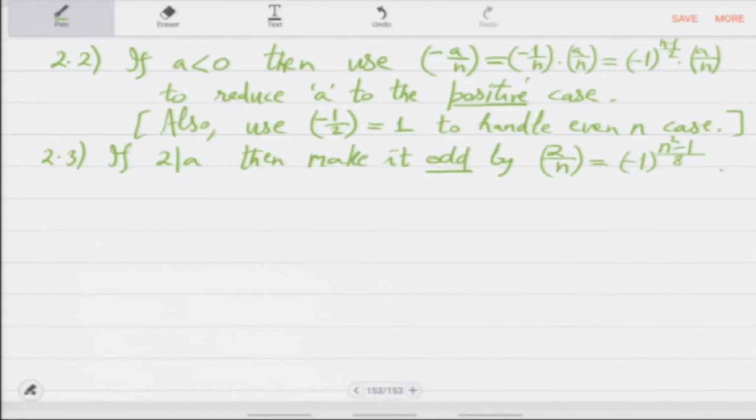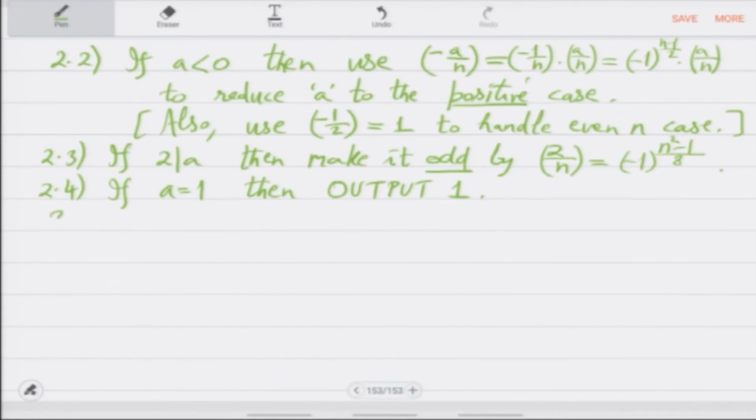And a is positive and odd. Suppose it is 1. If it is 1, then you know that 1 by n is 1, so output 1. Now you know that a is odd, positive, and at least 3. What do you do now? For example, what do you do with 3 by n? How do you compute it? Here you use quadratic reciprocity. Instead of computing a by n, you compute n by a, and then the sign change could be this.